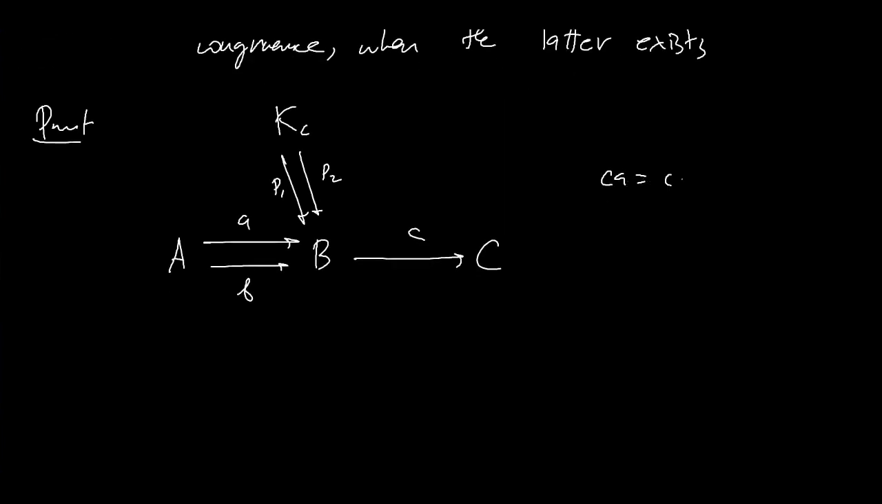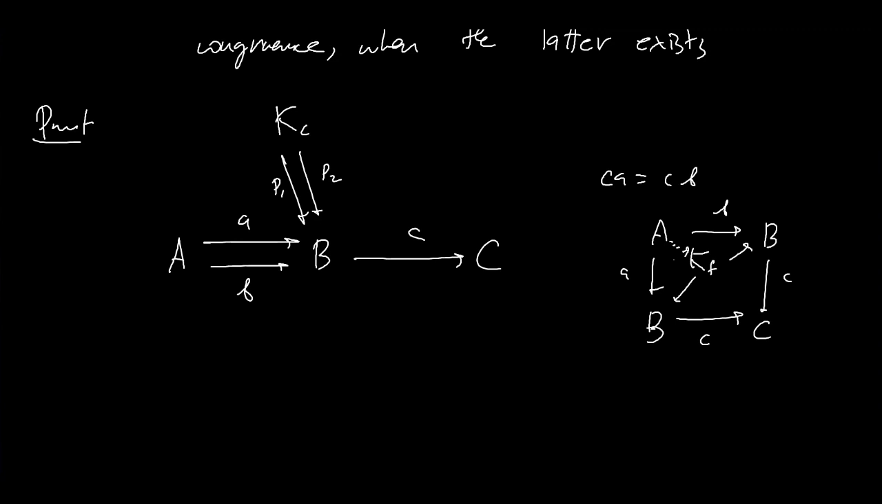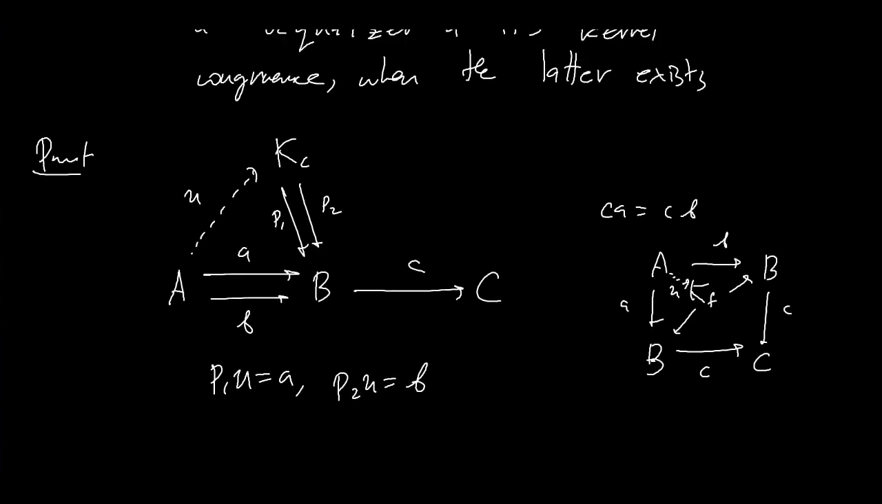Because CA equals CB, we get this diagram. And then by definition of pullback, there will be a unique morphism here. So we get something here, let's call it U, such that P1 U equals A, and P2 U equals B. But now I can prove that C is actually a co-equalizer also of P1 and P2.